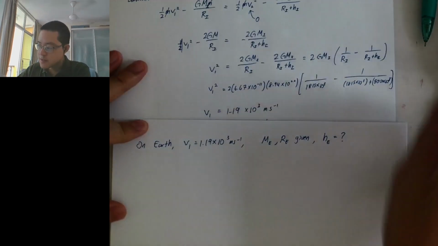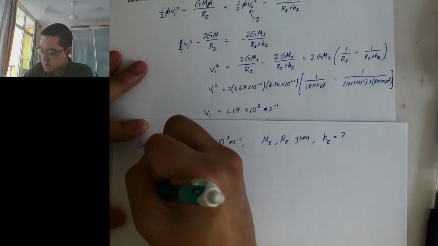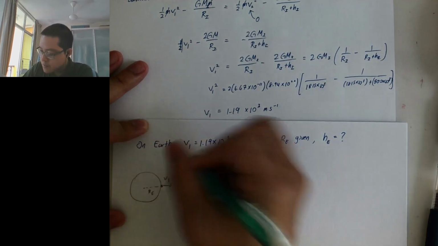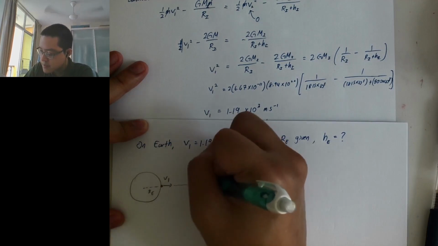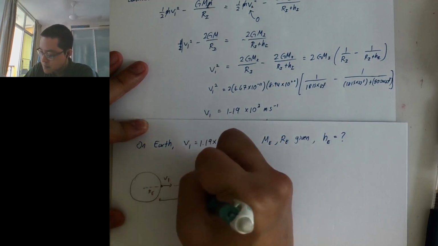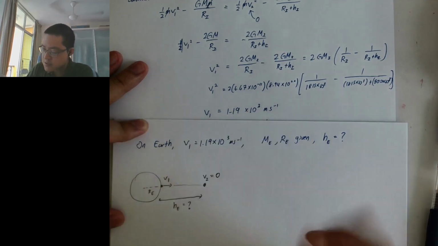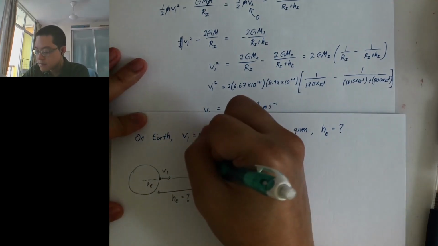Okay, so now I have the Earth. So I eject at v1, then what is the max height? So the final velocity is also 0, right? Max height.